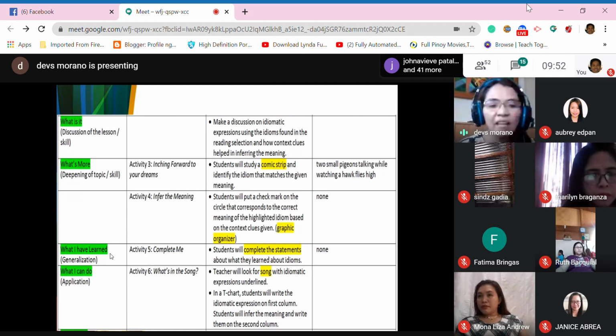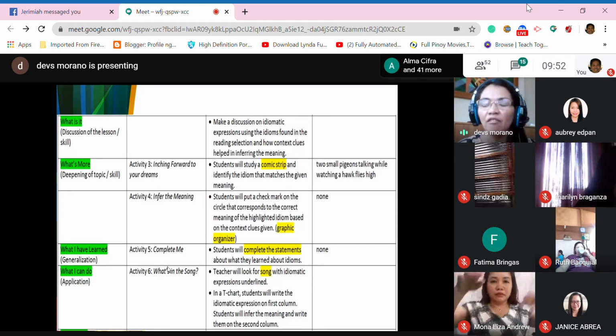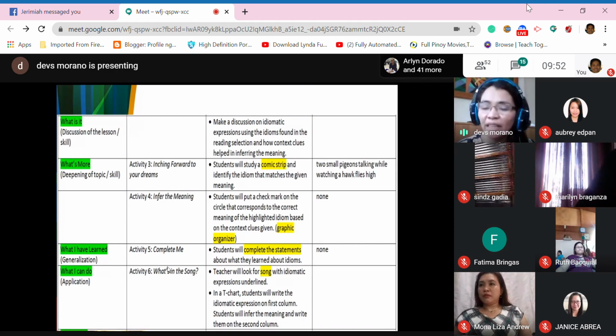Let's go to what I have learned. So in what I have learned, the title is Complete Me. This is generalization. So you provide an activity first, allowing students to make a generalization of what they have learned. So you can do different activities for this. You can have a sentence completion. You can ask students to put in bullet what they have learned. You can make journal entries for that. So you can think of different activities that will allow students to make a generalization.